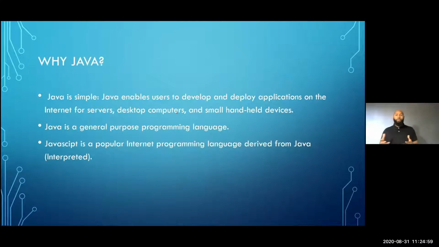Java is a general purpose programming language, meaning you can use it in many different settings. One of the key tenets of Java is program once, run anywhere. That's because Java runs on something called a Java virtual machine. We'll talk about that in a little bit.